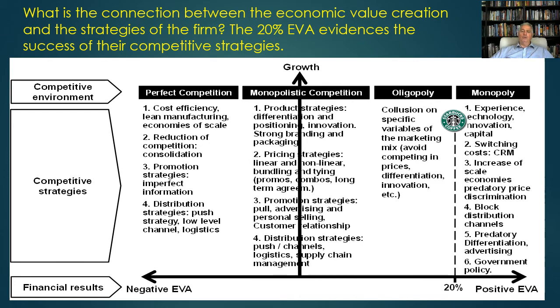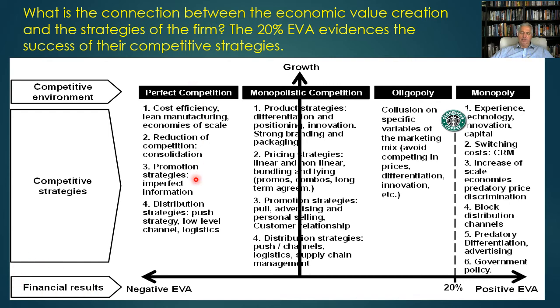What is important for you, for your experiential learning, and this is very, very important for you to pay attention to now, is that this graph reflects a critical thinking exercise. This graph is a map that connects the environment. You see here the competitive environment, that is perfect competition, monopolistic competition, oligopoly, and monopoly. With the strategies, you see that each type of environment leads to some specific strategies: monopolistic competition to these strategies, oligopoly to these strategies, and monopoly to these strategies. And to the financial results.